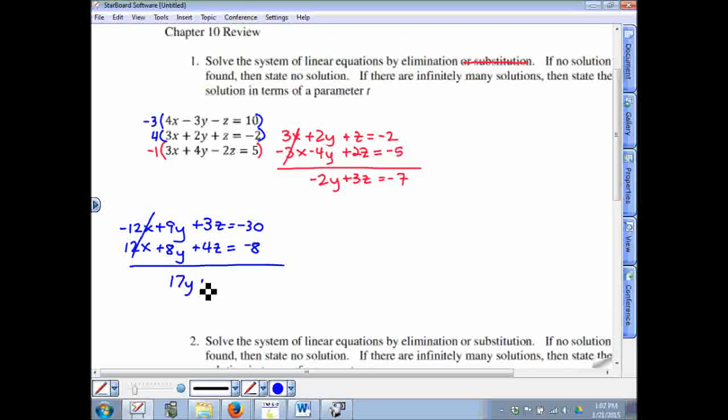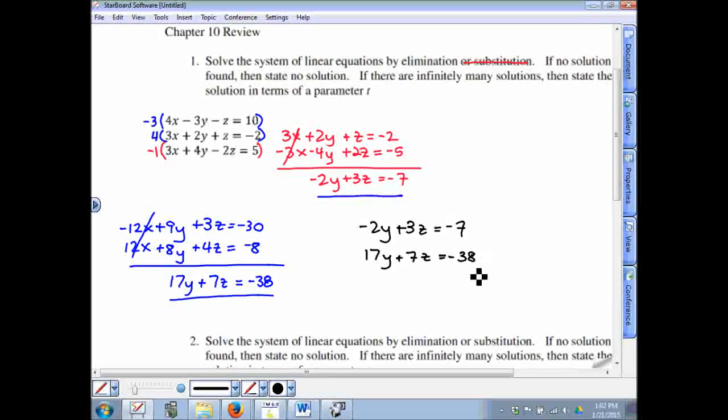You get 17y plus 7z equals -38. So now we have 2 different equations with y and z. We have this one here, we have this one here, so those need to be combined and solved as a system of equations.